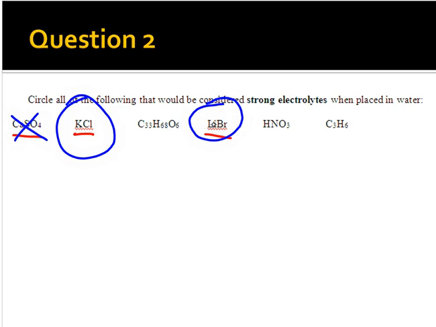But strong electrolytes are not just soluble ionic compounds. The other thing that can be a strong electrolyte is if it is one of the 7 strong acids. So take a look to see, first of all, are there any acids?